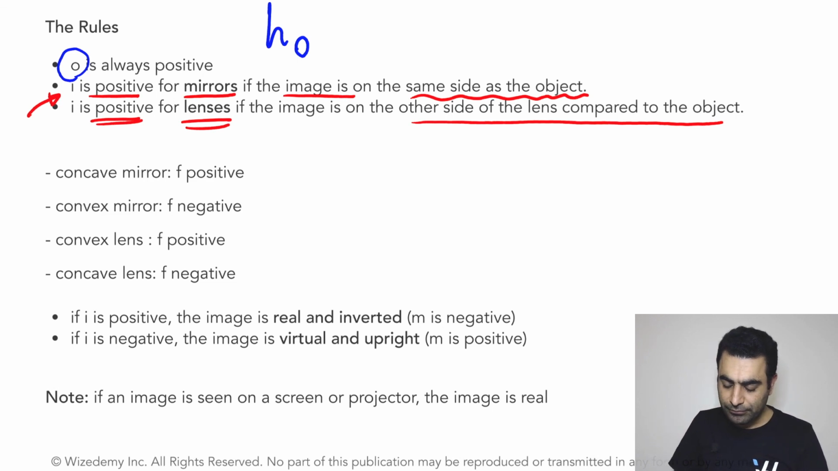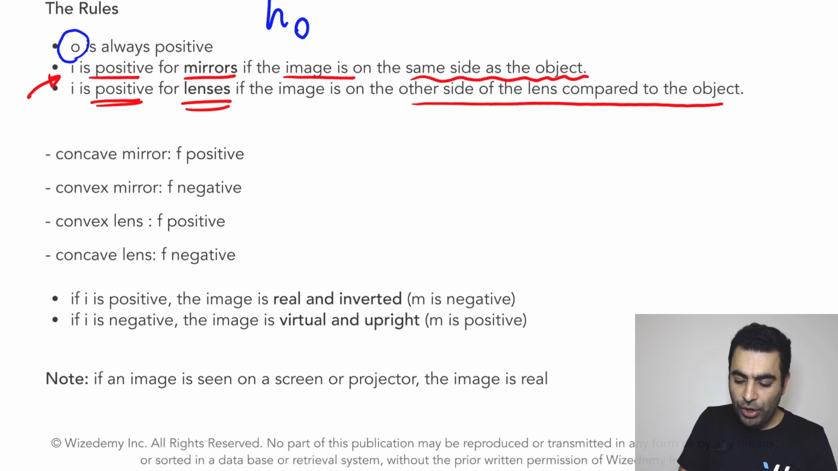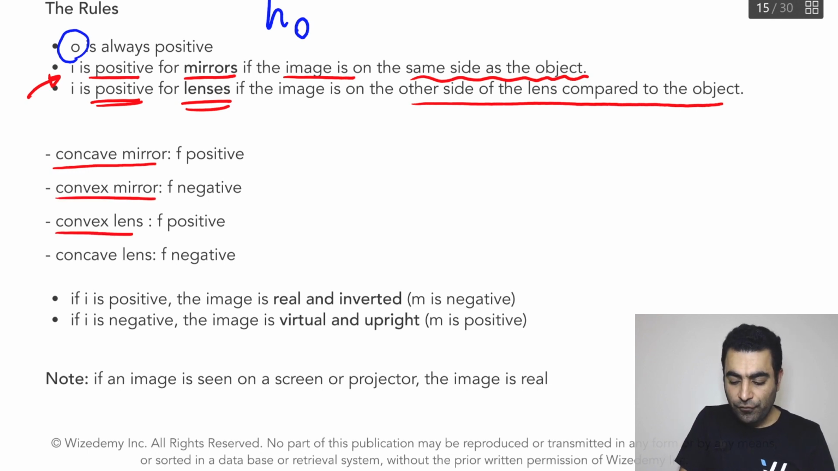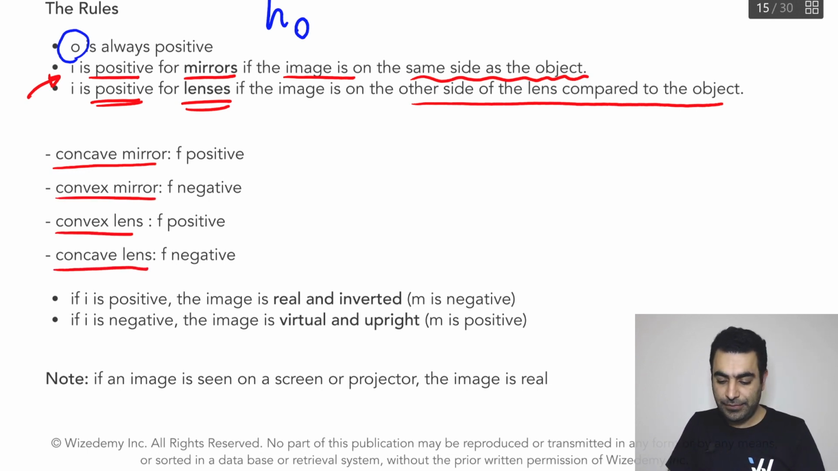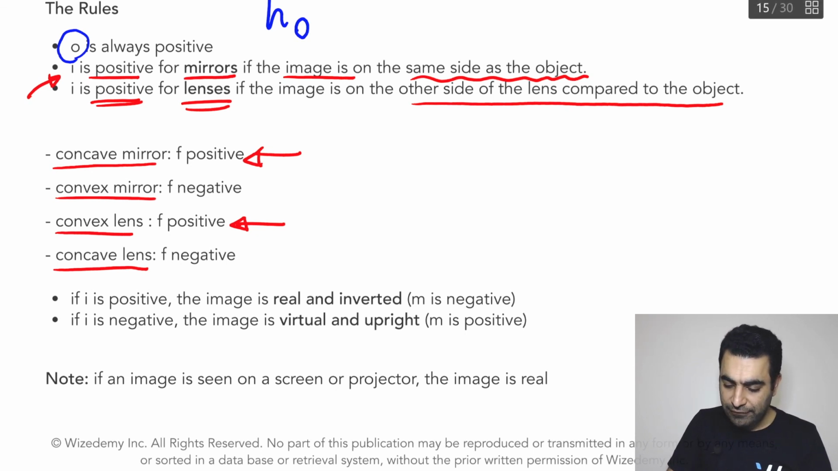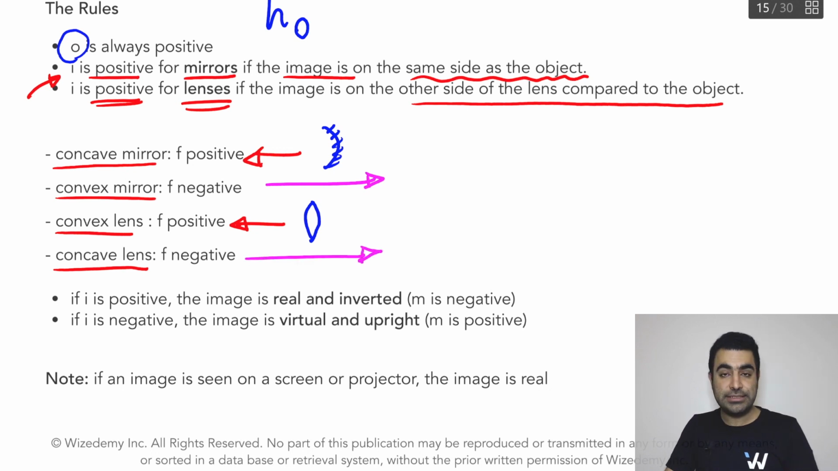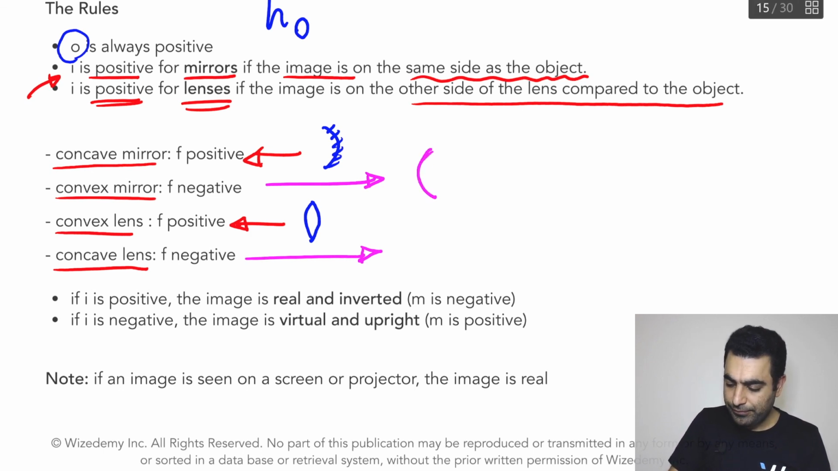The other thing I want to mention is that we also have a certain convention for F, which is the focal length. If I have a concave mirror or a convex lens, in that case we consider F to be positive. Just to remind you, a concave mirror would be this one, and the convex lens would be this one. However, if I have a convex mirror or a concave lens, in that case we consider F to be a negative number. Just to remind you, a convex mirror looks like this, and a concave lens looks like this.